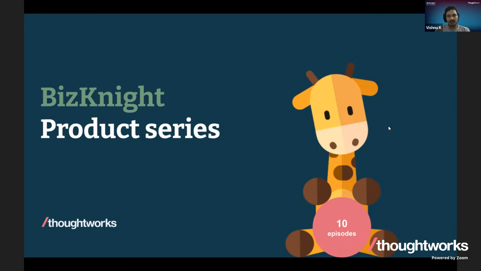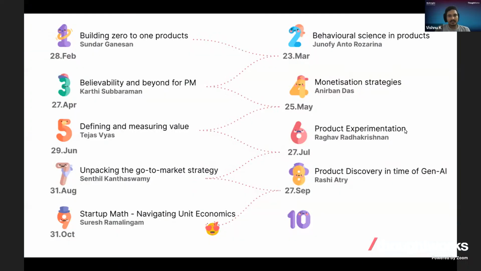I guess you all know this product series consists of 10 episodes, and we are currently at the ninth episode of this BizKnight product series. So if you see, these are the 8 episodes we have covered so far. In case any of you have missed any of the episodes, you can watch them on the same link through which you have registered for the event. We are currently on the ninth episode, which is about startup math, navigating unit economics by Suresh Ramalingam.